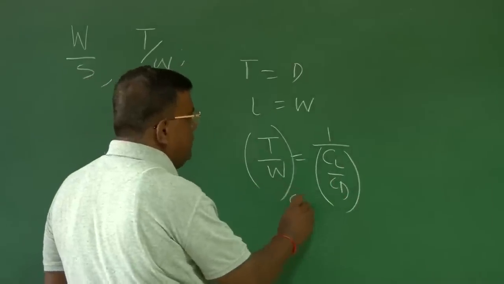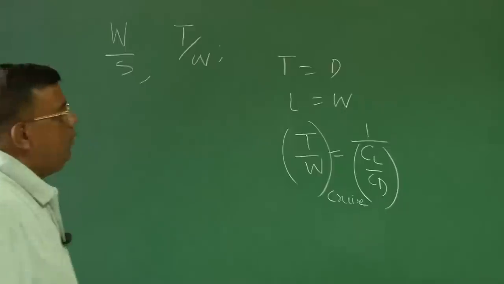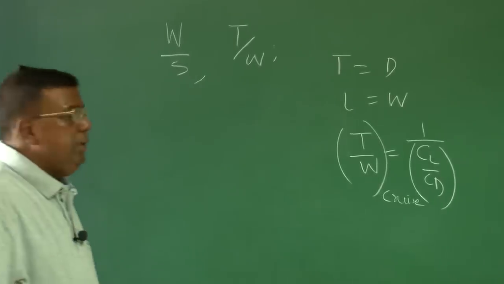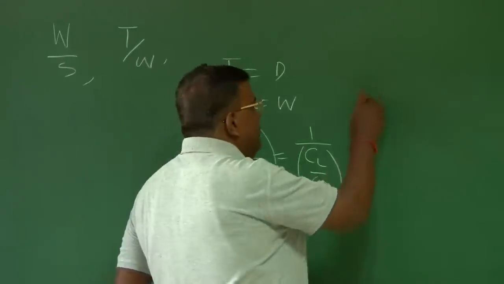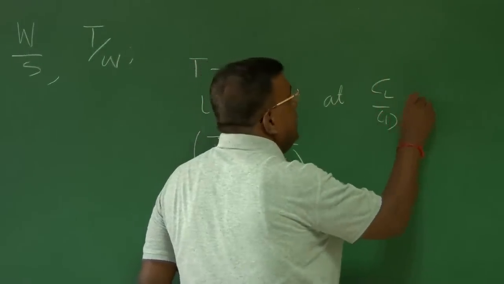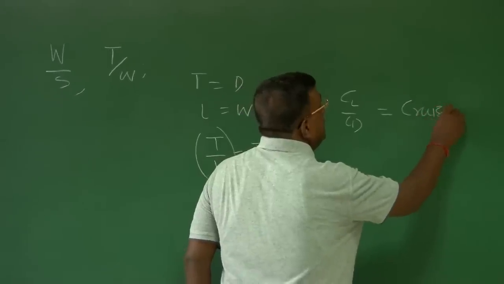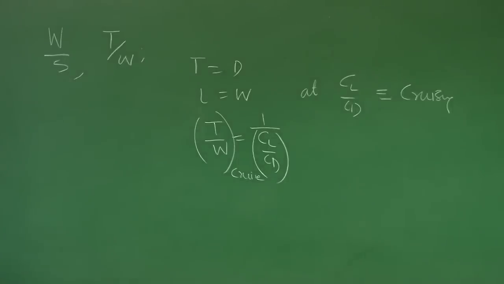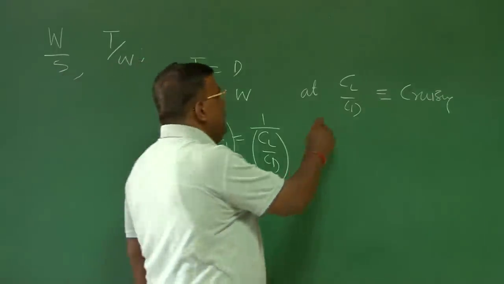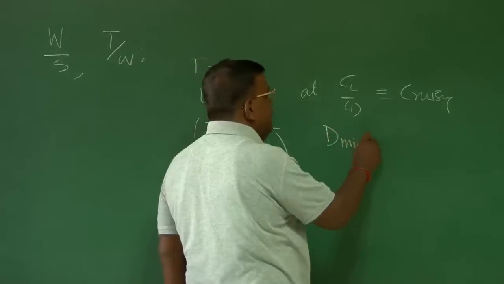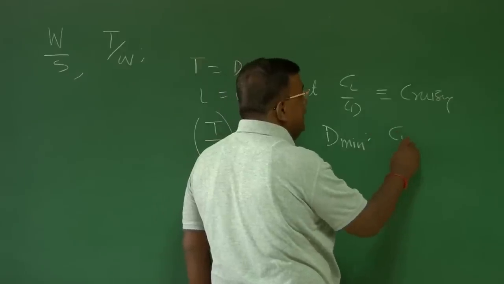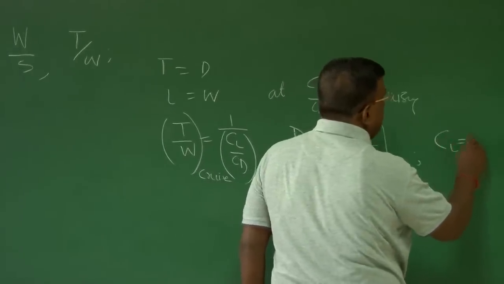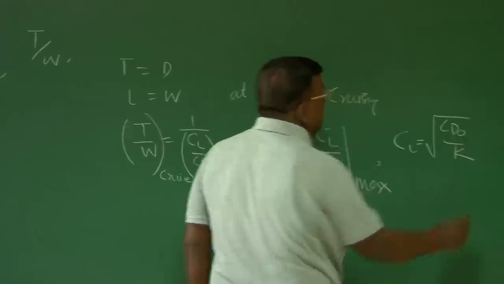If I write T by W cruise equal to 1 by CL by CD, what is the T by W required for cruise? How do I answer? That means I need to know at what CL by CD I am cruising. For example, if I am cruising such that drag is minimum, then I know that for this condition CL by CD has to be maximum, and that means CL has to be the square root of CD naught by K, this number.